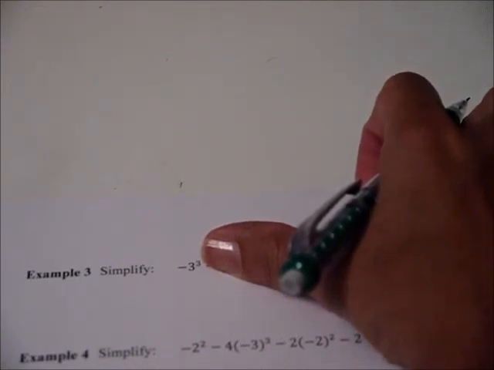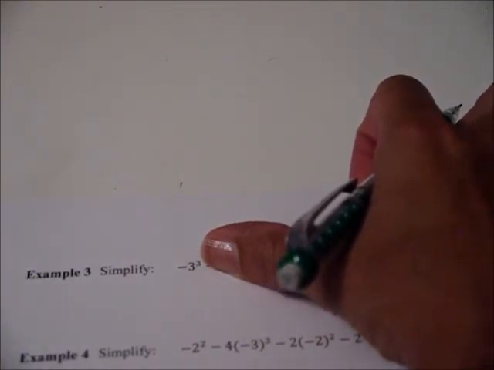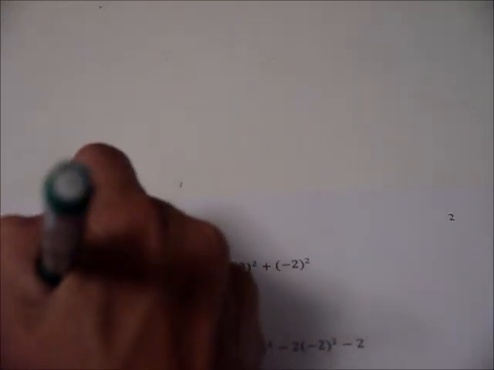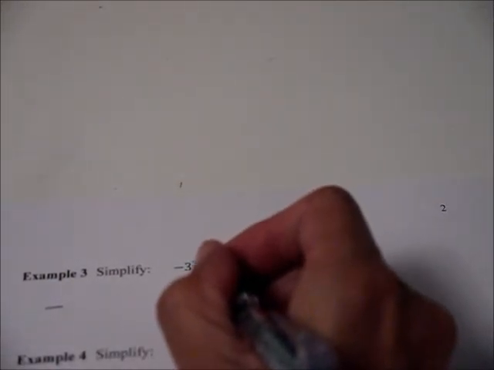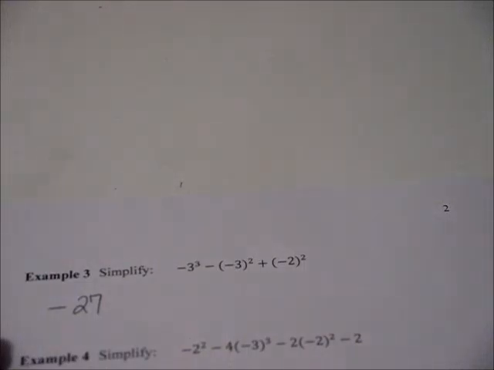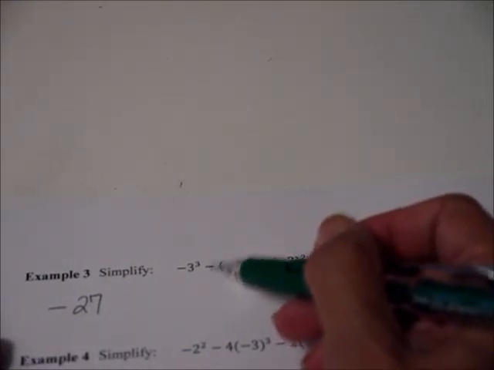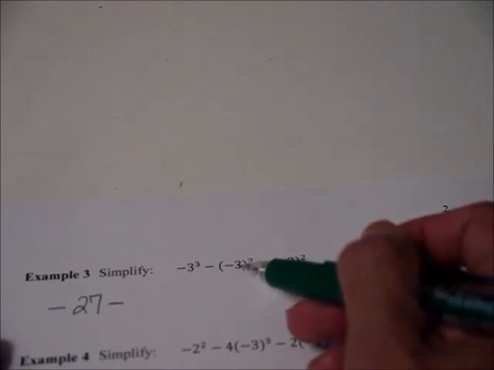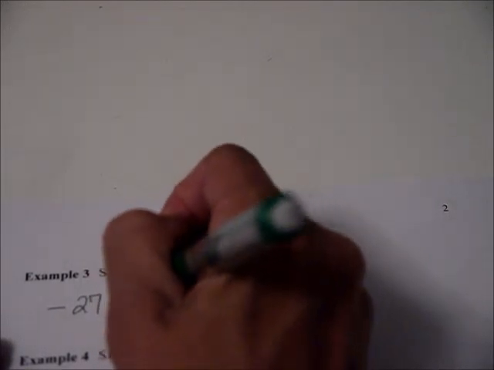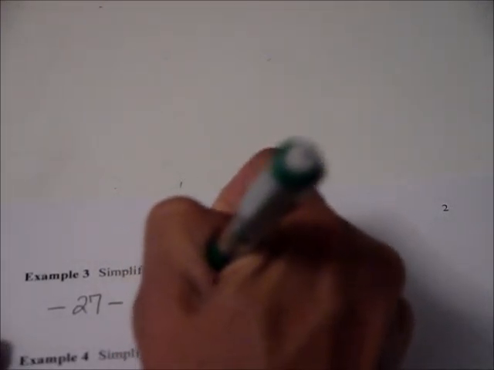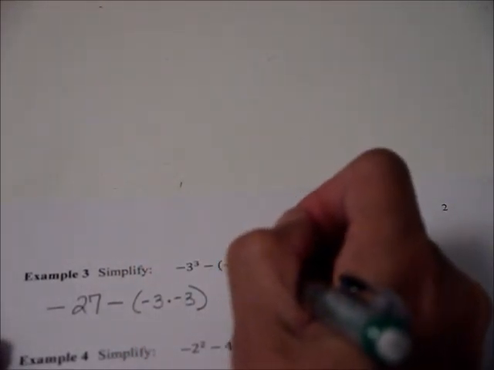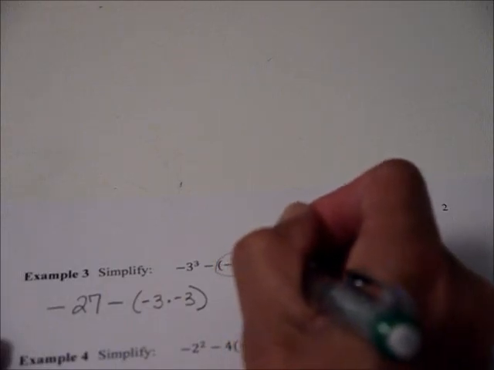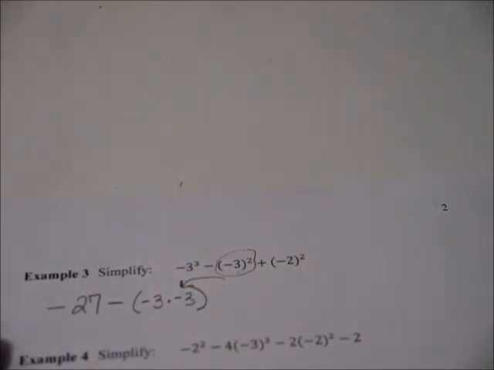-3 cubed. Is the negative included in there? No, it's not, so it just stays out in front. And 3 cubed, do we know what 3 cubed is? 3 times 3 times 3 is 27. And now I'm going to just put this minus there and let it wait, and see what happens once we deal with this. This means that we have 2 -3s. See how I took what was in this circle and expanded it to look like that.